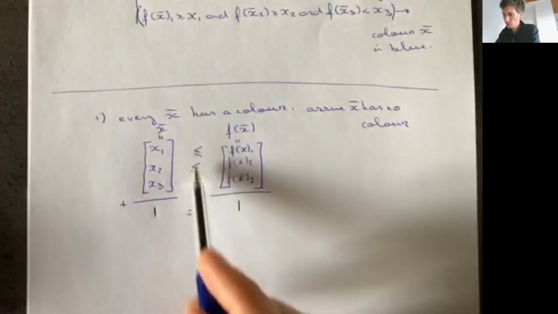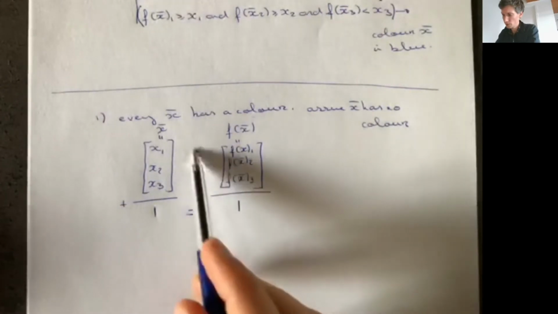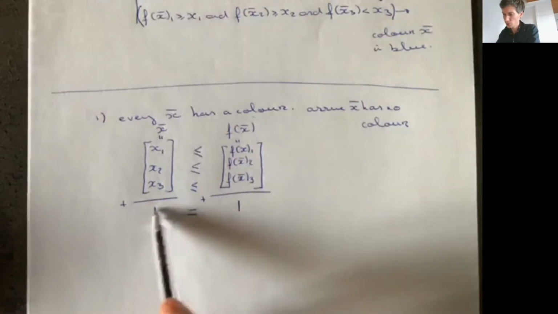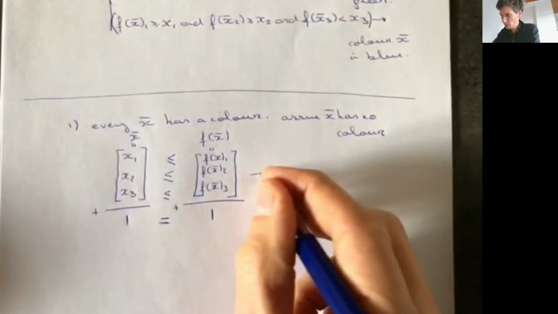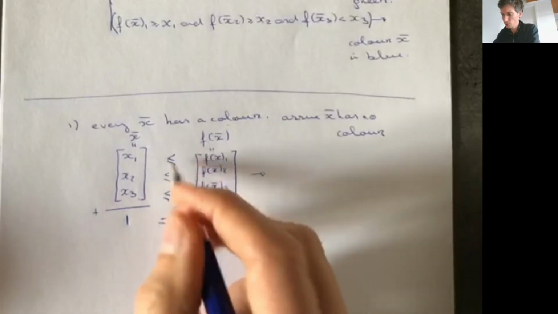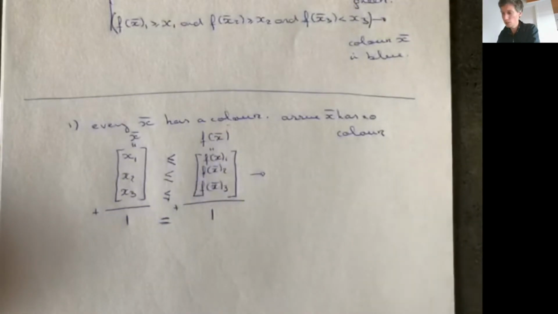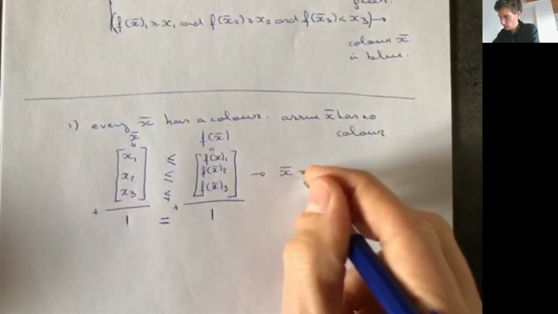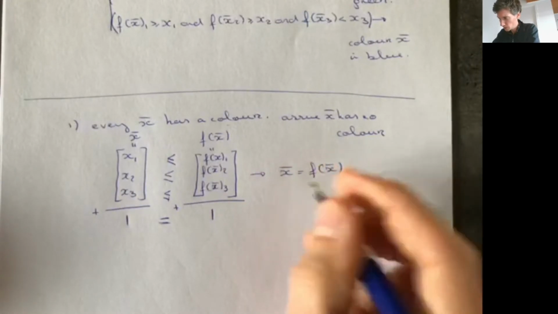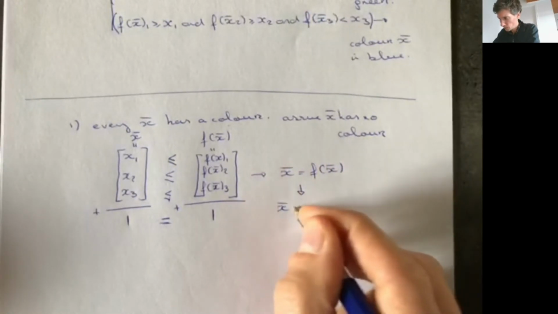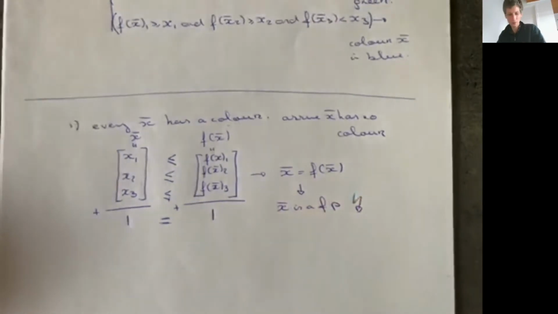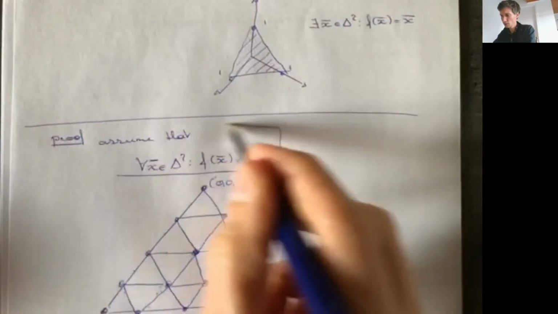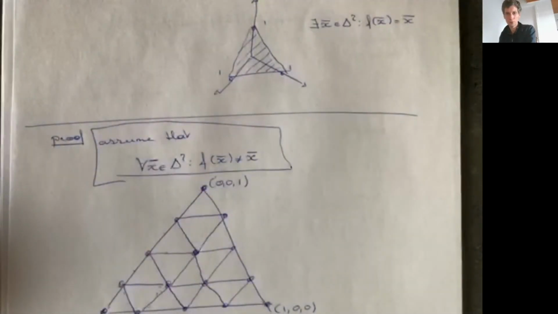So none of these weak inequalities can be strict, because if they were strict, then this number would have to be strictly bigger than this number, right? It's a similar argument as before. So from this, it follows that all these weak inequalities are actually equalities. So it follows that x is equal to f of x. So x is a fixed point, and this is a contradiction because we assumed that there is no fixed point.